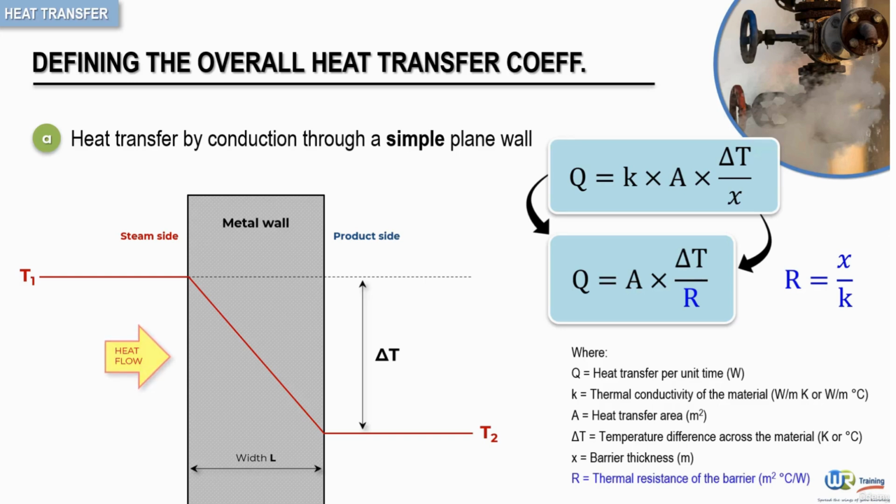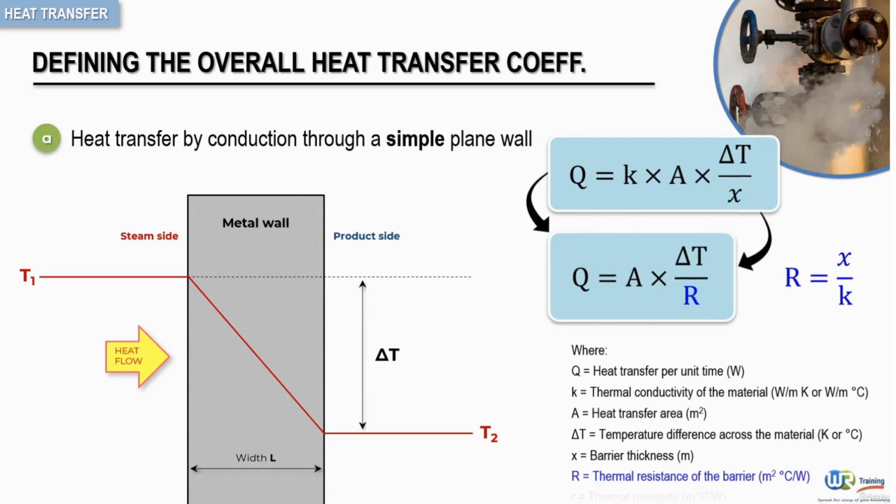Thermal resistance denotes a characteristic of a particular barrier and will change in accordance with its thickness and conductivity. In contrast, the barrier's ability to resist heat flow does not change, as this is a physical property of the barrier material. This property is called thermal resistivity. It is the inverse of thermal conductivity and is expressed as follows.